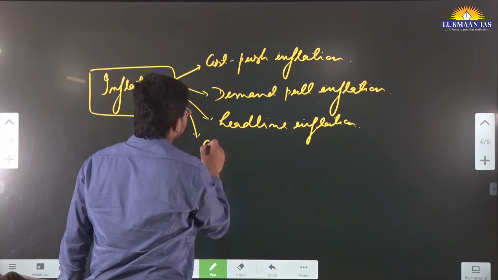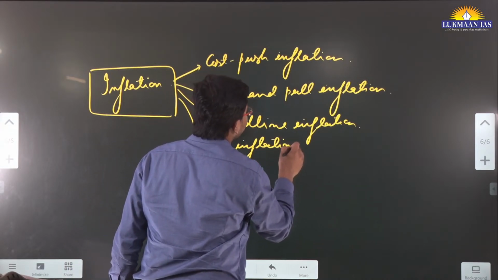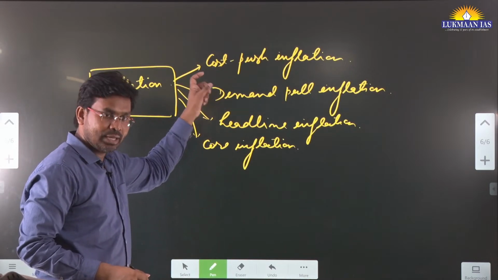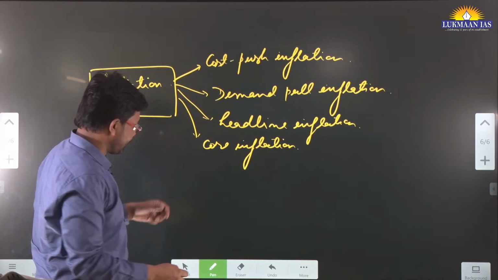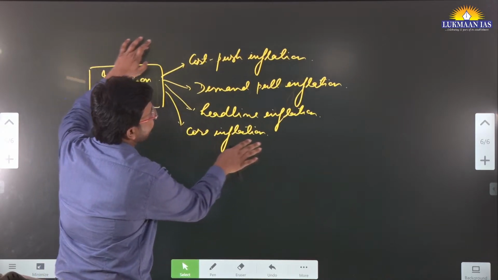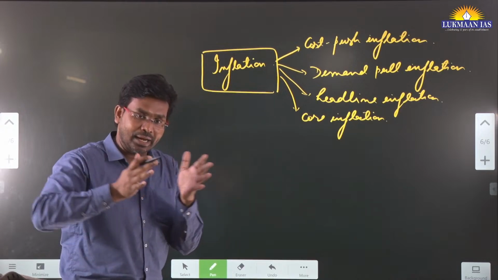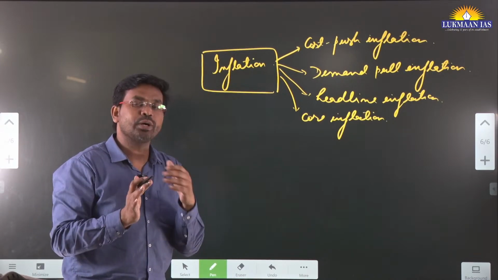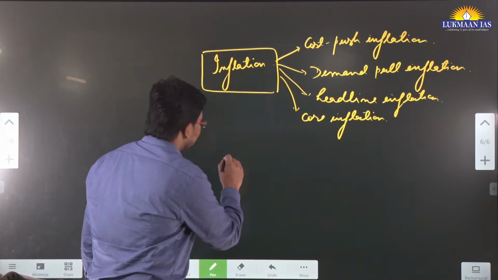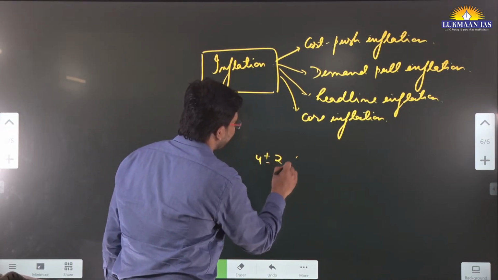Then there can be core inflation. So inflation can be of different types. It depends on what is the cause of that inflation and what is the effect of that inflation. Related to inflation, the Reserve Bank of India has a mandate of keeping the inflation under a certain bracket. Not only the Reserve Bank of India, even the government of India has a target of keeping the inflation at 4 plus minus 2%.